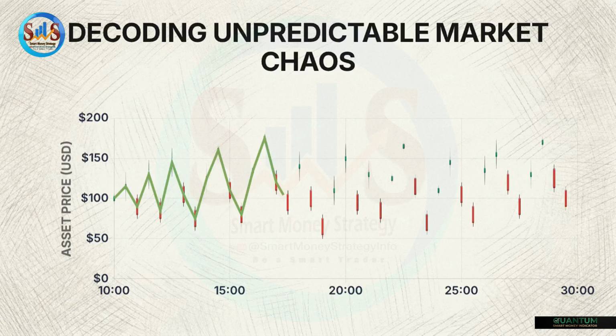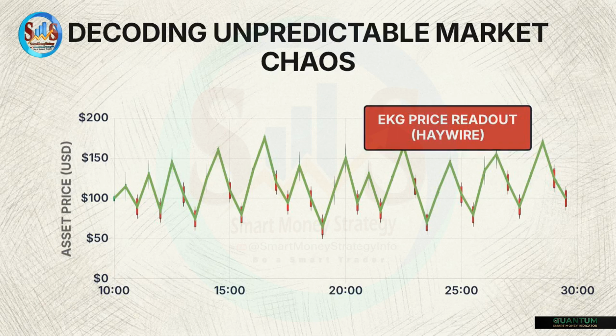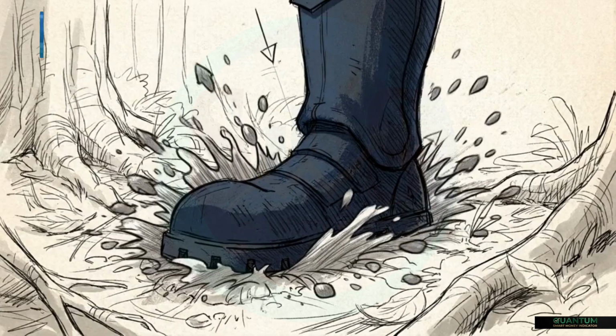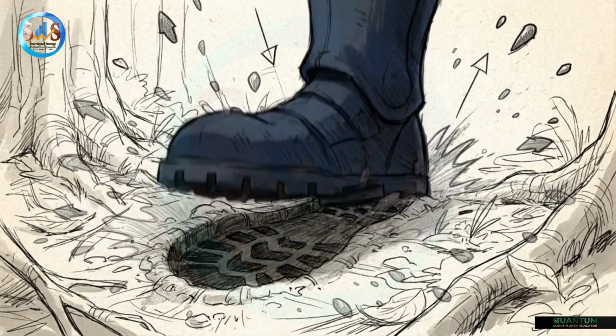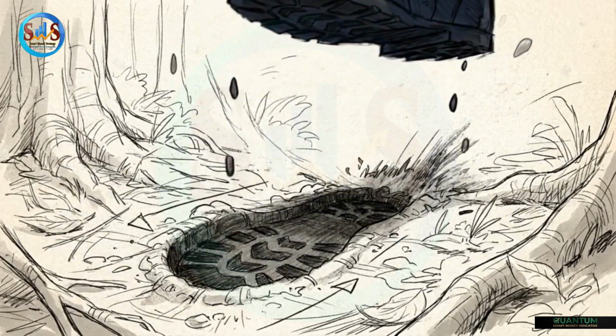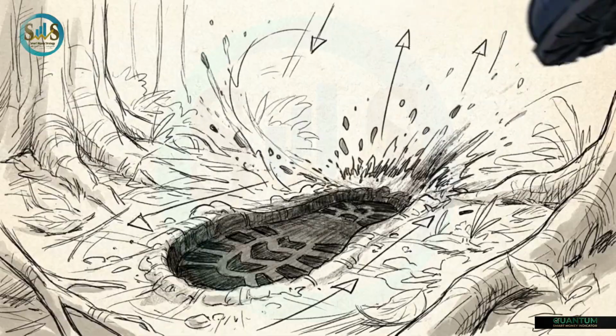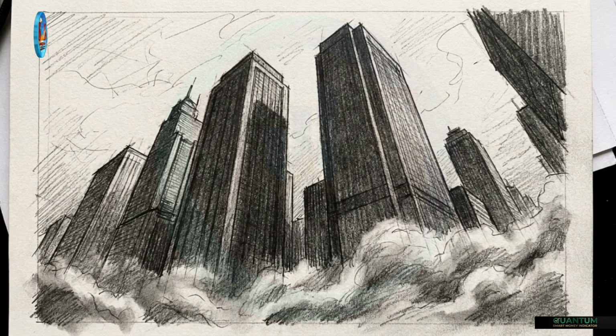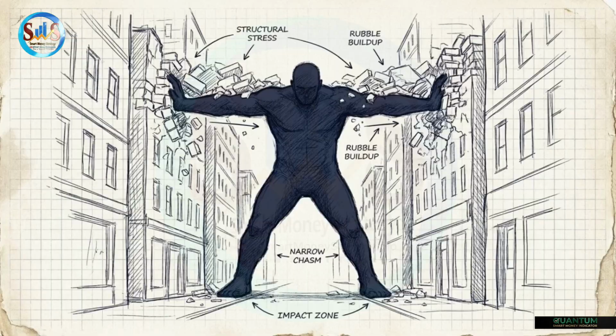Ever look at a stock chart and feel like you're staring at pure, unpredictable chaos? For most of us, these jagged red and green lines look like a heart monitor going haywire. Look closer, and those sharp spikes and sudden drops start to look like heavy footprints. They are the tracks of a giant, the massive financial institutions and banks that move billions of dollars every single day.